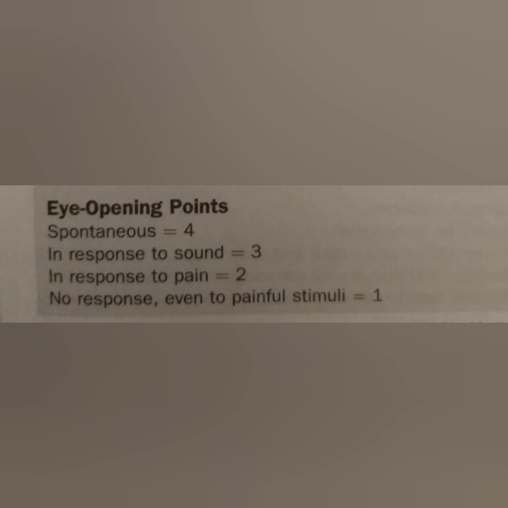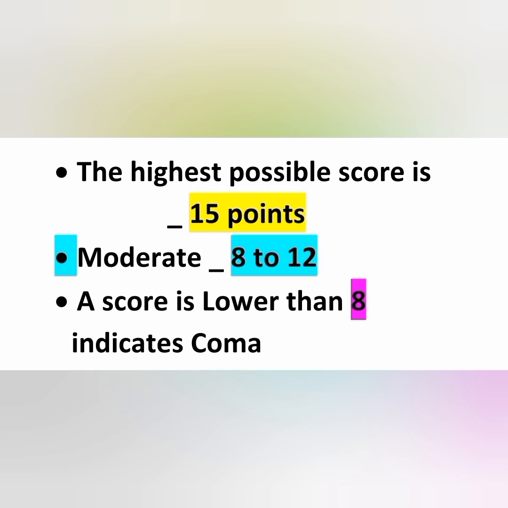So in Glasgow Coma Scale we are seeing the motor response, verbal response and eye opening. In motor response the maximum score is 6, verbal response the maximum score is 5, and eye opening the maximum score is 4. So the highest score is 15, moderate means it is 8 to 12, and if the patient is in coma the score is lower than 8.